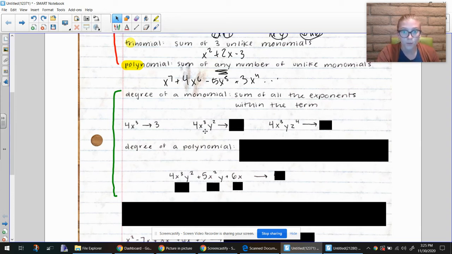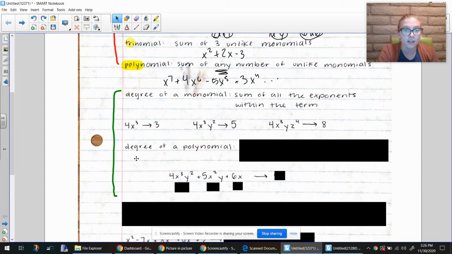For x to the 3rd y squared, if I add up the exponents, I get 5. 4x to the third, y, z to the fourth. Remember, this y has a secret exponent of 1. So this is actually going to have a degree of 8. 3 plus 1 plus 4.